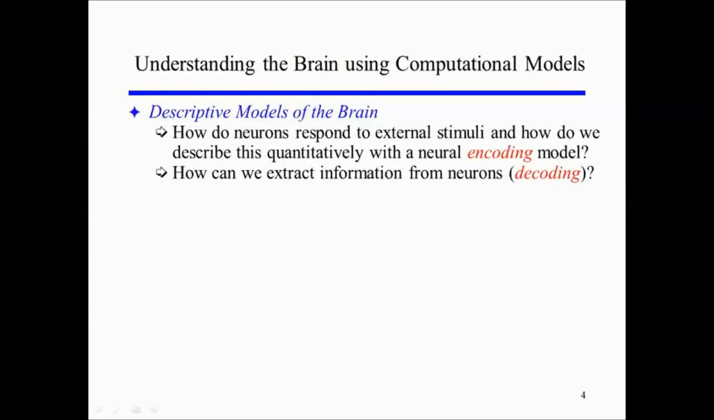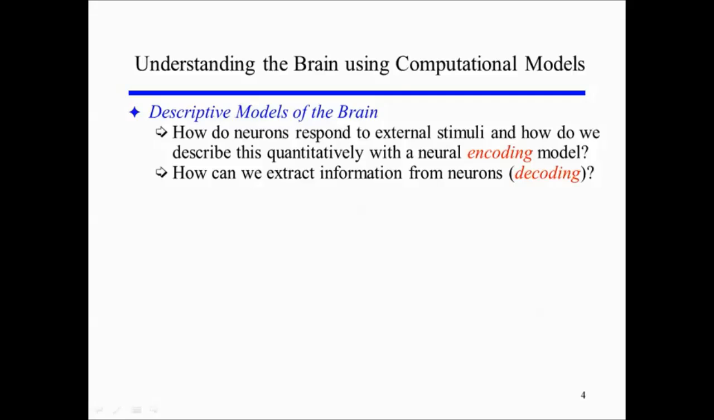The first kind are descriptive models. In this case, we're interested in quantifying how neurons respond to external stimuli. And what we get here is something called a neural encoding model, which quantitatively describes how a particular neuron responds to external stimuli. The counterpart to encoding is decoding. In this case, we're interested in extracting information from neurons that have been recorded from the brain and then using this information for controlling something like a prosthetic hand, for example. So this problem of decoding is extremely important in the field of brain-computer interfacing and neural prosthetics.